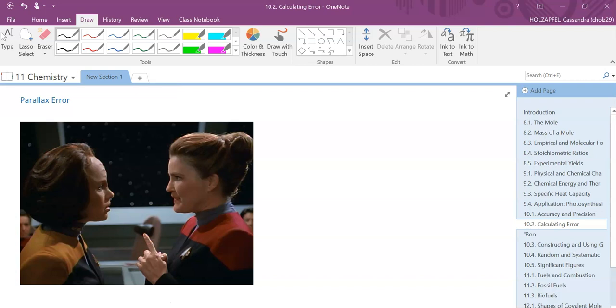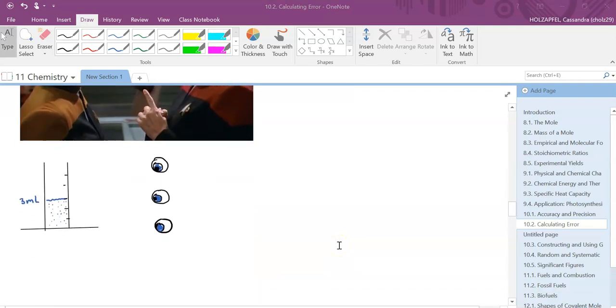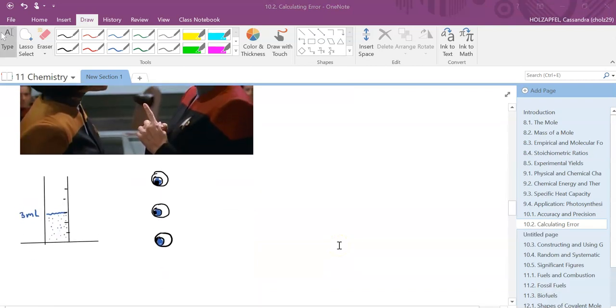So parallax error primarily is a perception error. I've got this little diagram here just to sort of show you what I'm talking about.